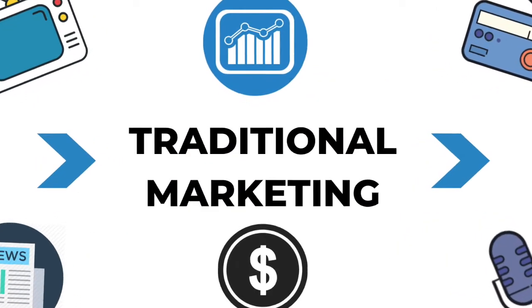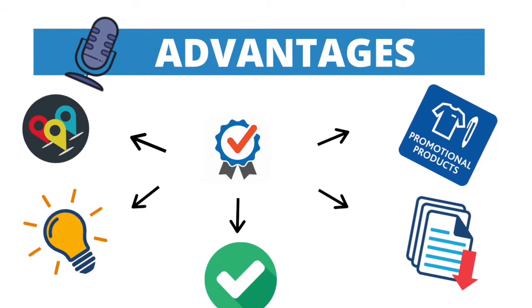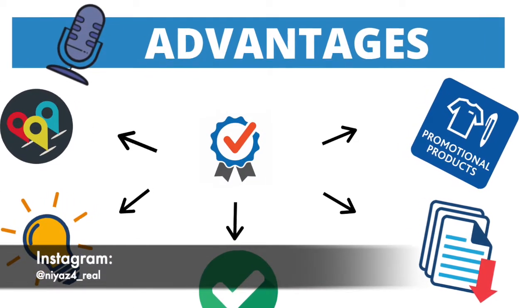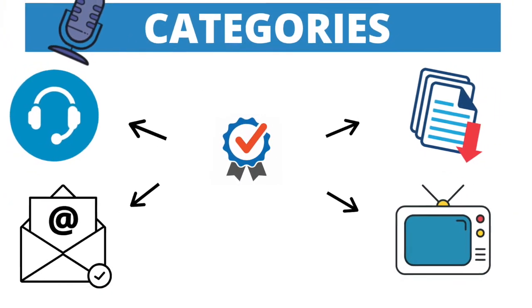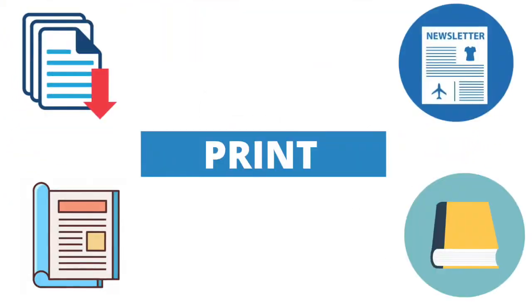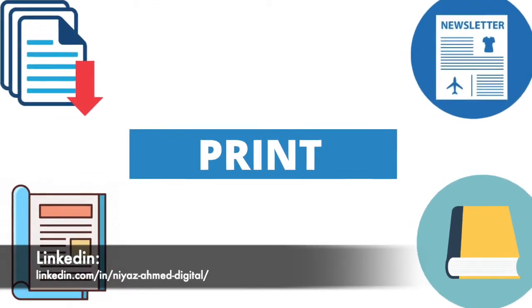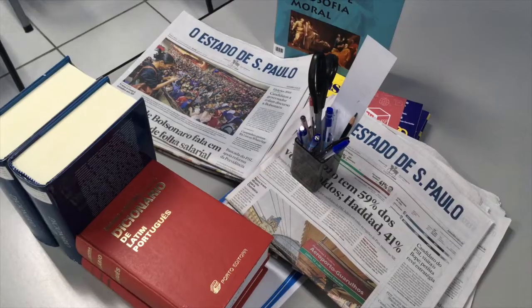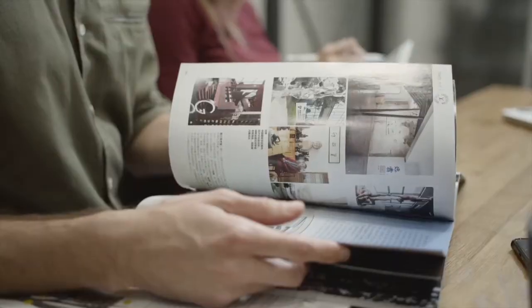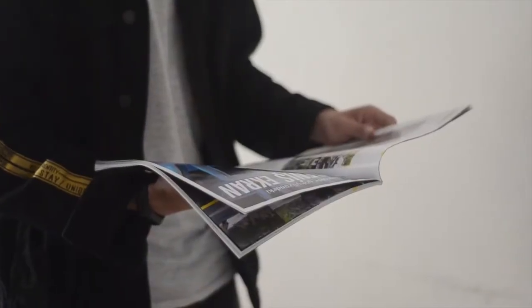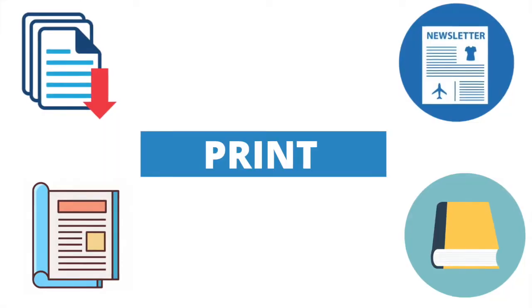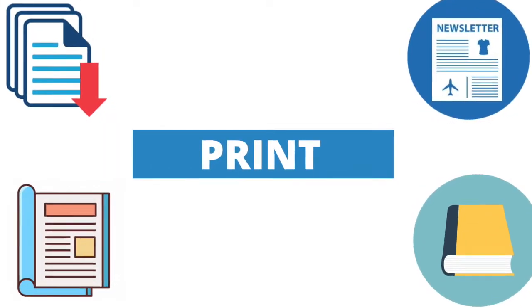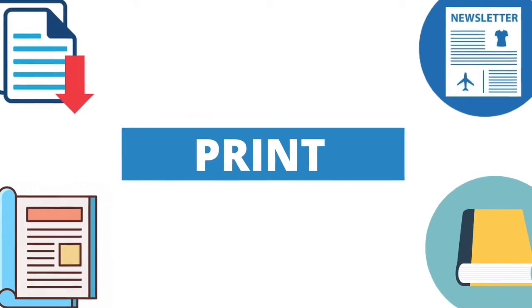So guys, till here we have covered the definition of traditional marketing, and we have seen three advantages of traditional marketing. But now we have to go further and look at some of the categories of traditional marketing. So starting off with the first category, and that is print. Many of you may read newspapers, newsletters, magazines, and other kinds of print materials available. All these print materials fall under one single category, and that is print. So by these statements we have identified our first category, that is print.